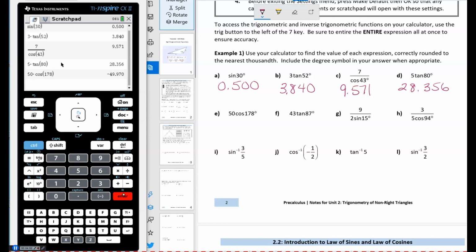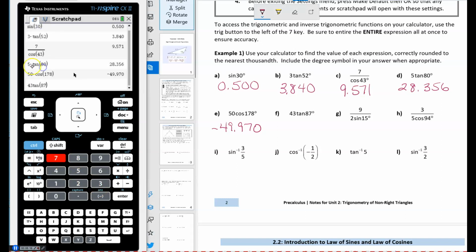And that's going to be negative 49.970. That shouldn't be surprising, that's a negative value, because remember, we found out that when an angle is in quadrant 2, its cosine is negative.